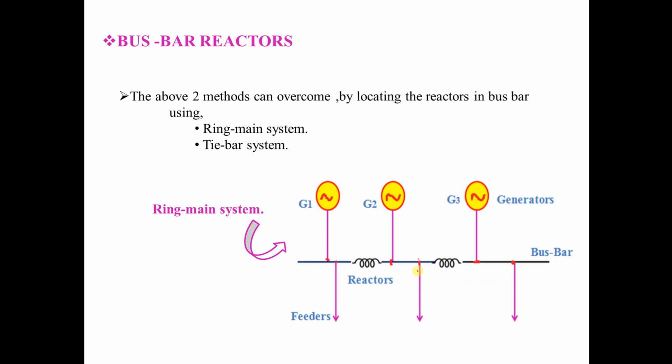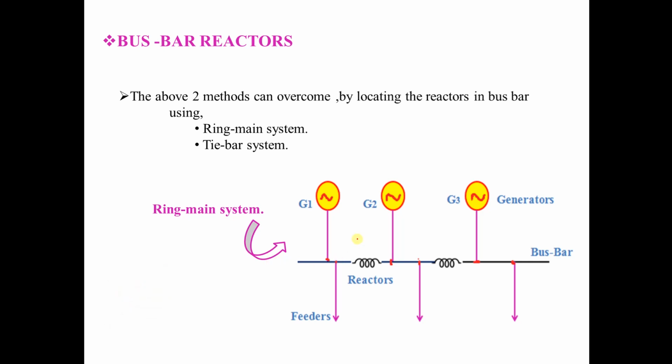And the next one is bus bar. The above two, generator and feeder, have many disadvantages. So in order to overcome this voltage drop and power loss even in normal operation, the bus bar is used. In order to overcome the two methods, by locating the reactors in the bus bar, there is one ring type and the tie bar system. So this diagram represents the ring main system.